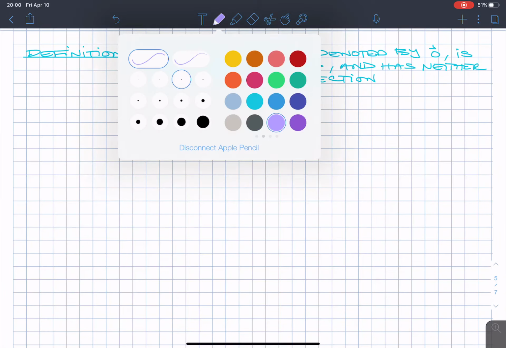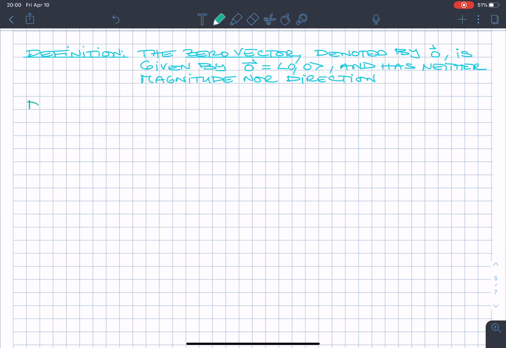Oh, actually, let me note something before I go on. So let's note the zero vector is not equal to the number 0, because 0 is a real number. The number 0 is a real number, and the zero vector is not a real number. It's something completely different.